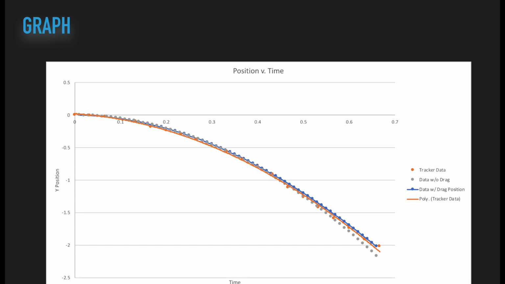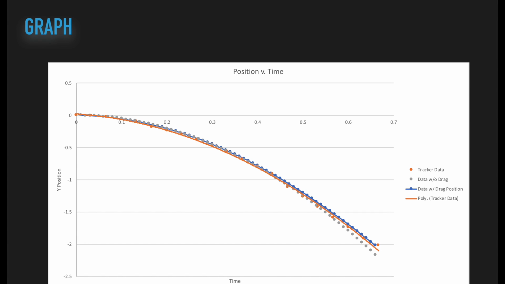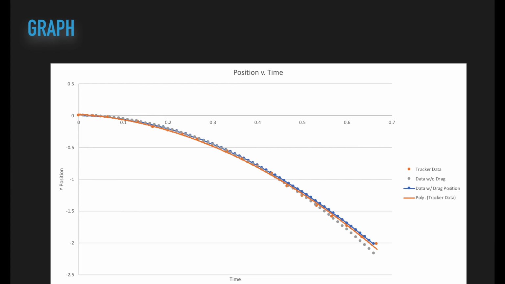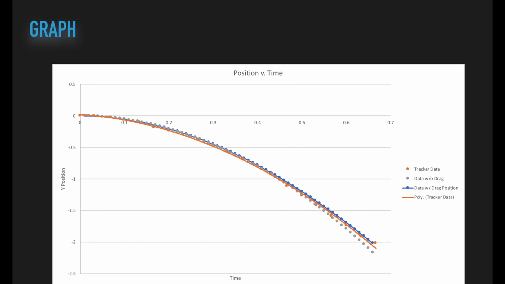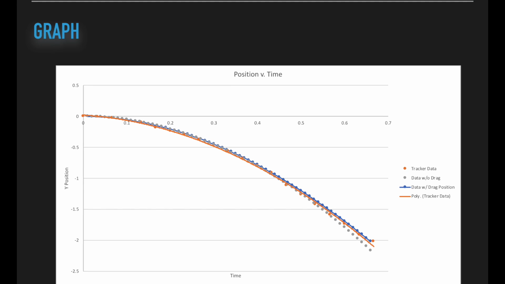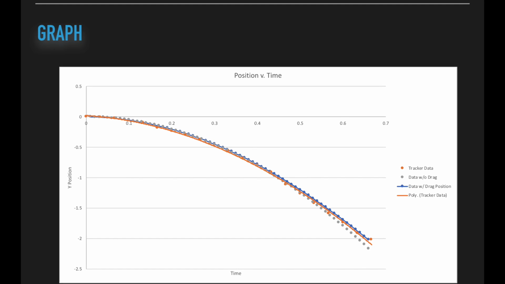This graph shows the experimental data that was obtained from the video analysis and Tracker, and the computational model data that includes both data sets with only weight force and a data set with both drag force and weight force. The orange line represents the computational model with drag force, and the gray line represents the data without drag force. The computational model data with only weight force deviates from the experimental data near the end of the time frames.